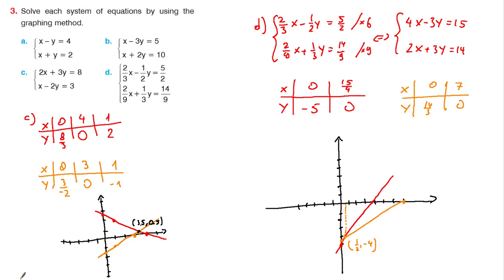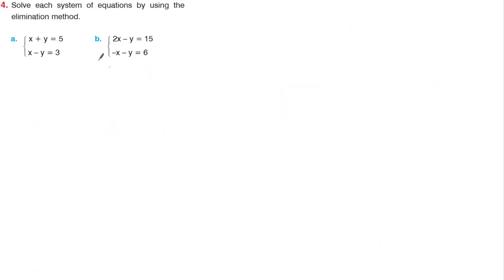Let's continue with another exercise. Solve each system of equations using the elimination method. Actually, the elimination method would be the method that we will mostly use. x plus y equals 5 and x minus y equals 3. If we just add these side by side, left-hand side of the first equation added to left-hand side of the second equation equals the right-hand side of the first one plus right-hand side of the second one, we get x plus y plus x minus y.